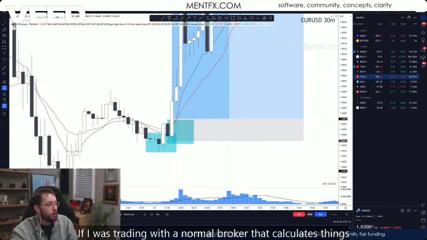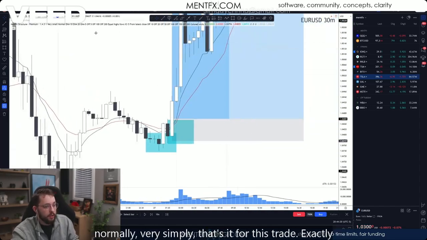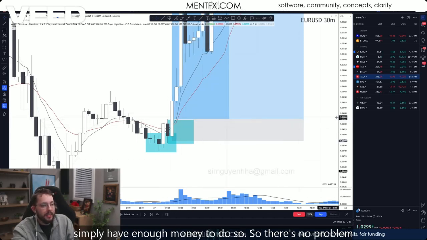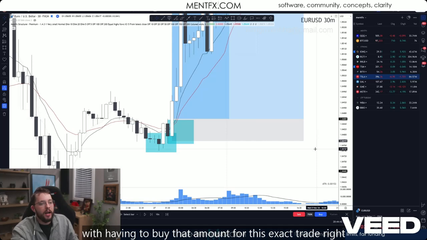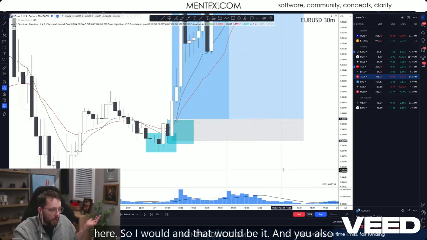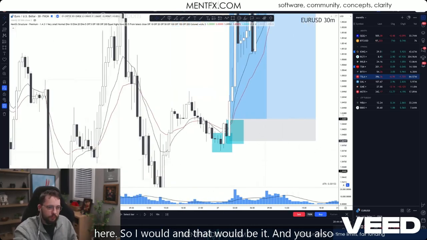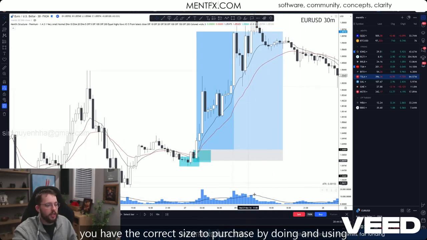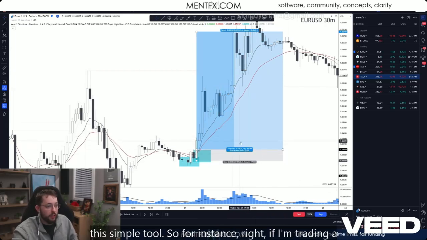But for the most part, this is it. If I was trading with a normal broker that calculates things normally, very simply, that's it. For this trade exactly right here, I would buy 700,000 shares, and I simply have enough money to do so. So there's no problem with having to buy that amount for this exact trade. And you also understand now how you can work out your given sizes, and whether you have enough to purchase them, by using this simple tool.